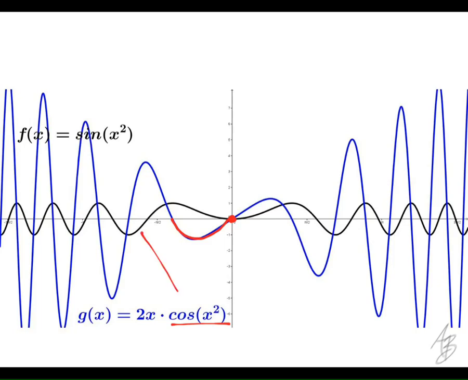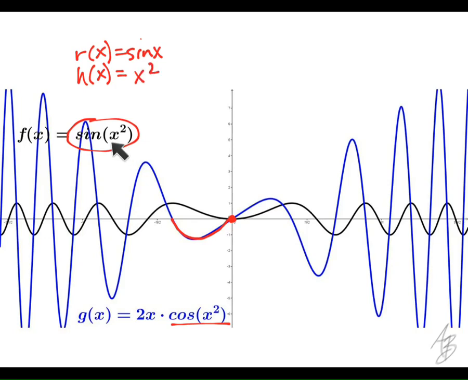This right here is a composite function because it's the sine of another function. So if we said that f of x, I probably shouldn't use that because I already have f of x. Let's say I have r of x equals the sine of x, and I have h of x equals x squared, then this would be what in terms of r and h? It would be r of h of x, the composition of r and h.